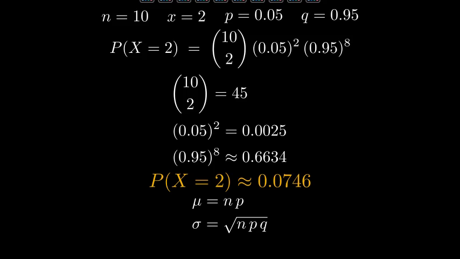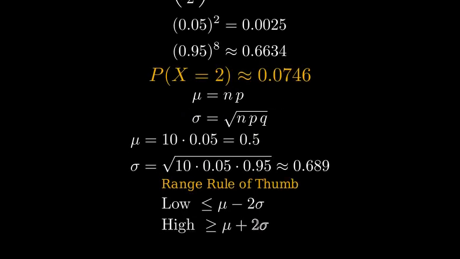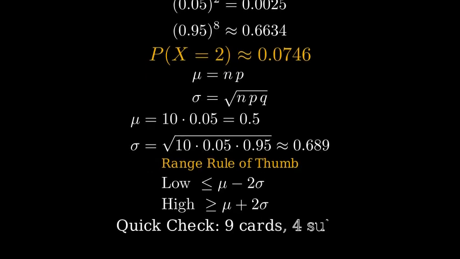Binomial distributions have simple parameters. The mean mu equals n times p. The standard deviation sigma equals the square root of n times p times q. For our example with n equals 10 and p equals 0.05, mu equals 0.5, and sigma equals the square root of 0.475, which is about 0.689. A quick rule of thumb says significantly low is mu minus 2 sigma and significantly high is mu plus 2 sigma.